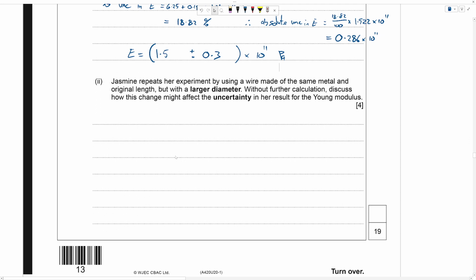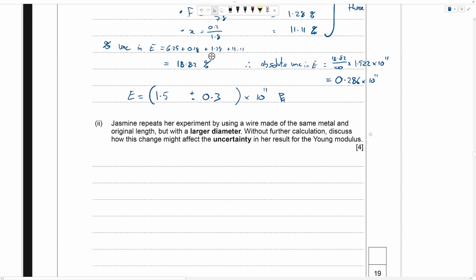Desmond repeats the experiment using a wire made of the same metal, original length, but with a larger diameter. Without further calculation, discuss how this change might affect the uncertainty in her result. There's quite a lot of marks for this, a 4-mark response. So 4 points to be made here.